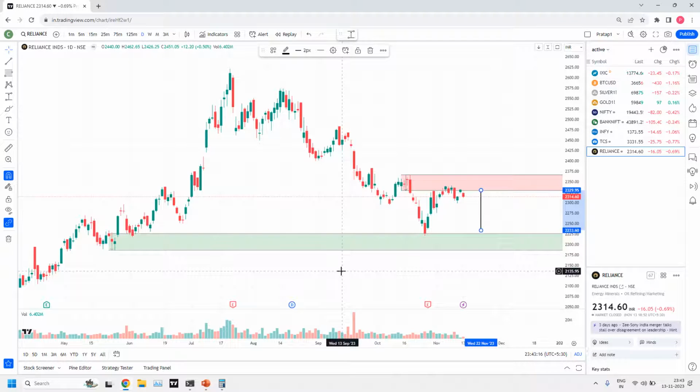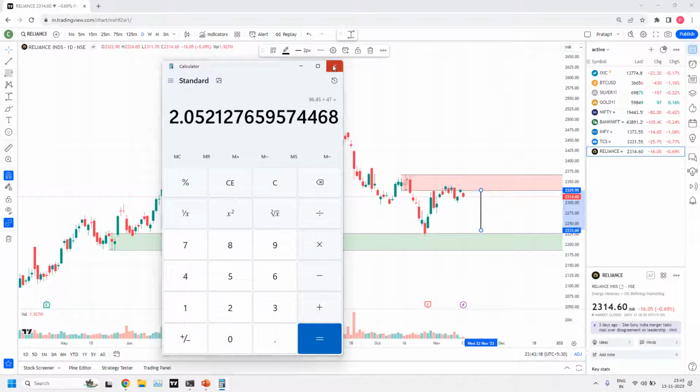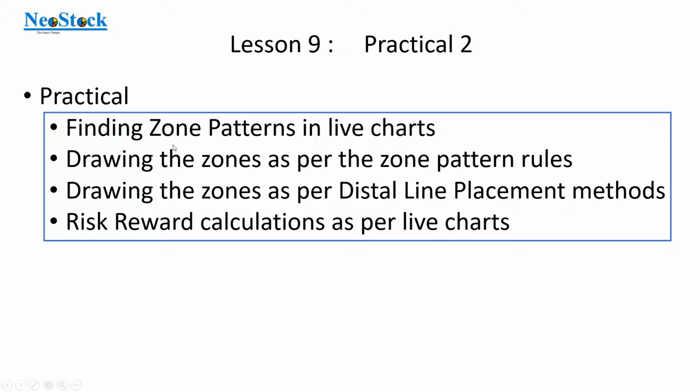So what have we seen in this video so far? We already identified all the four patterns in the live charts. We have drawn the zones as per the zone pattern rules, that is, our distal line placements as per the 4 types of zone patterns we have seen in the examples. Type 1 distal line, type 2 distal line, type 3 distal line. Drawing the zones as per zone pattern rules. Drawing the zones as per proximal line placement methods.